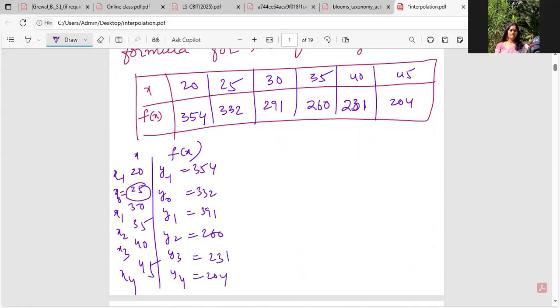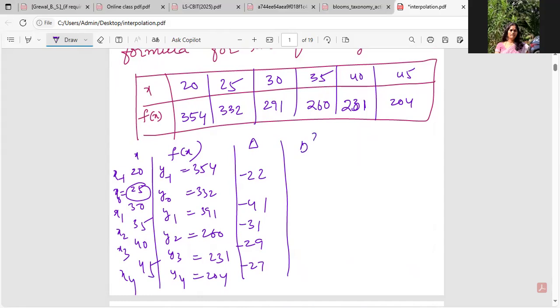This is equal to 204. I'll find out all the differences. The first order differences: the difference between 32 and 54 would be minus 22, minus 41, minus 31, minus 29, and minus 27. Second order differences would be 19. Exactly at the center I will write, because the path that I have to take should be proper. Minus 19 and 10, minus 19, this is 10, 2 and 2.